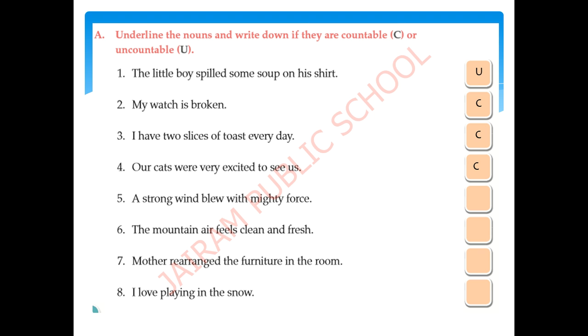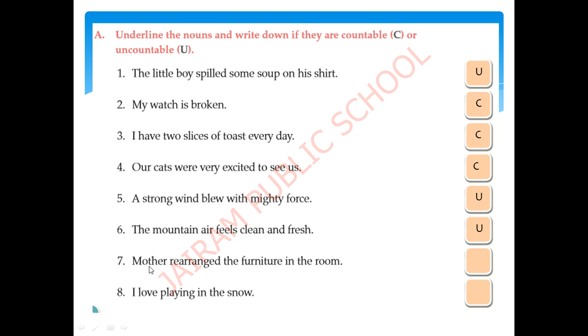Now the next statement is, a strong wind blew with a mighty force. Here the noun you have to underline is wind. Can you count wind? No. So this is an uncountable noun. In the sixth sentence, the noun you are going to underline is air. The mountain air feels clean and fresh. Can you count air? No. So this type of noun is uncountable.